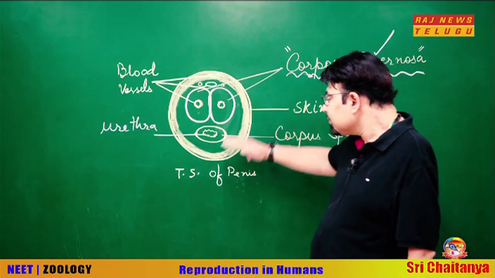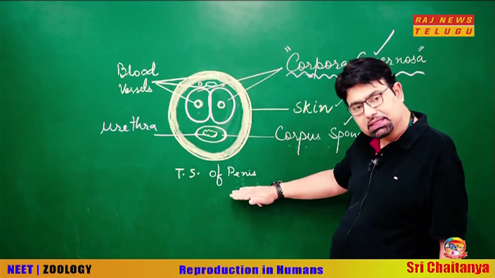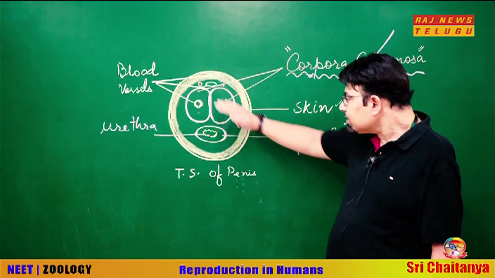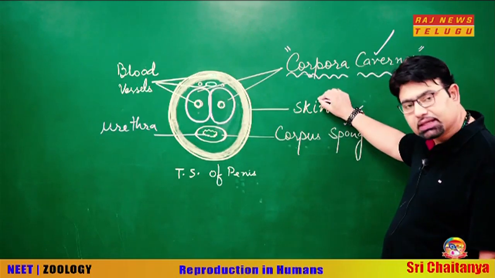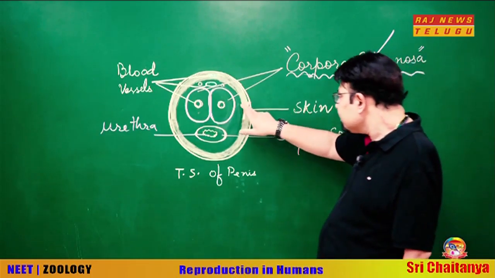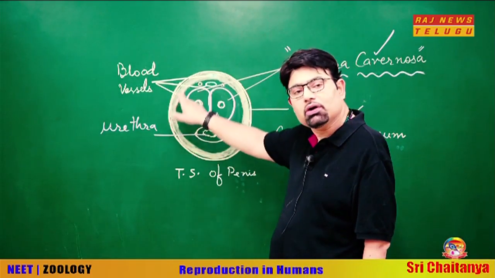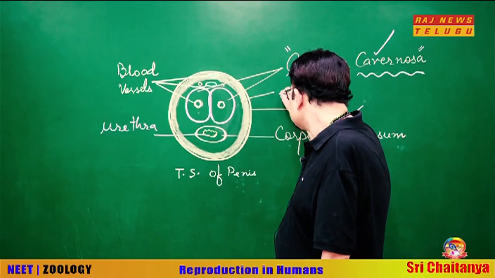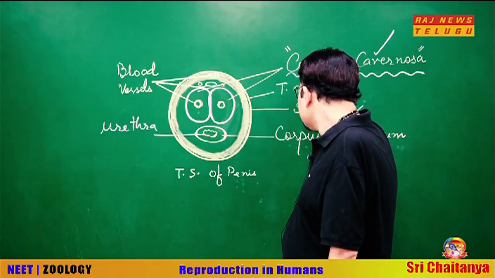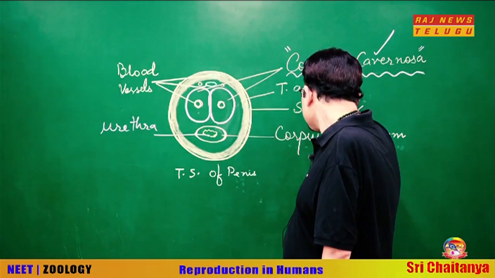This diagram is the transverse section of the penis. What you see here, outermost is the skin, and then this dense connective tissue, which is called tunica albuginea.